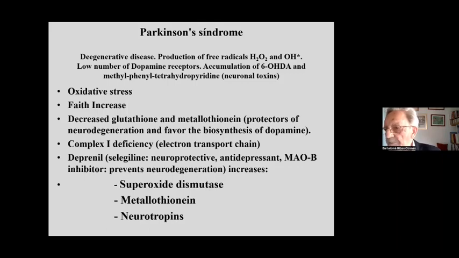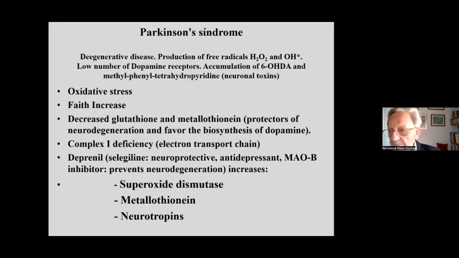The lower oxidative phosphorylation enhances oxidative stress with high concentration of free radicals, hydrogen peroxide, and hydroxyl radical. Low number of dopamine receptors, accumulation of neuronal toxins like 6-hydroxydopamine and methylphenyl tetrahydropyridine.